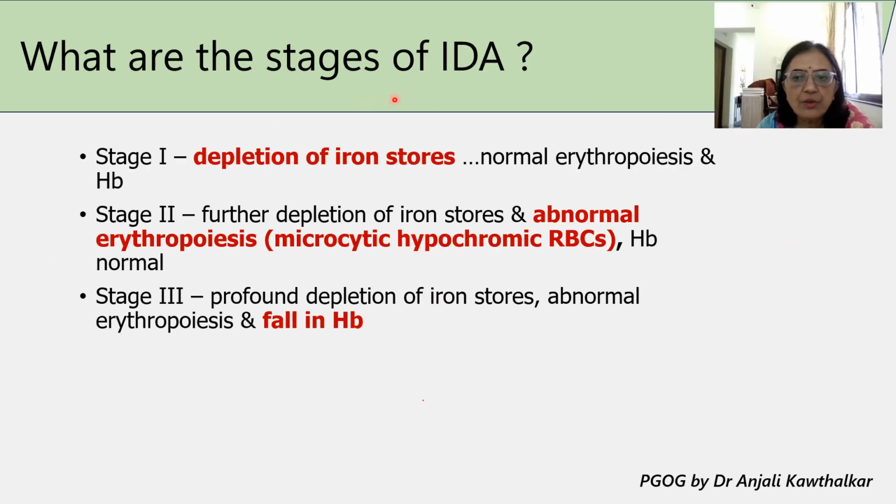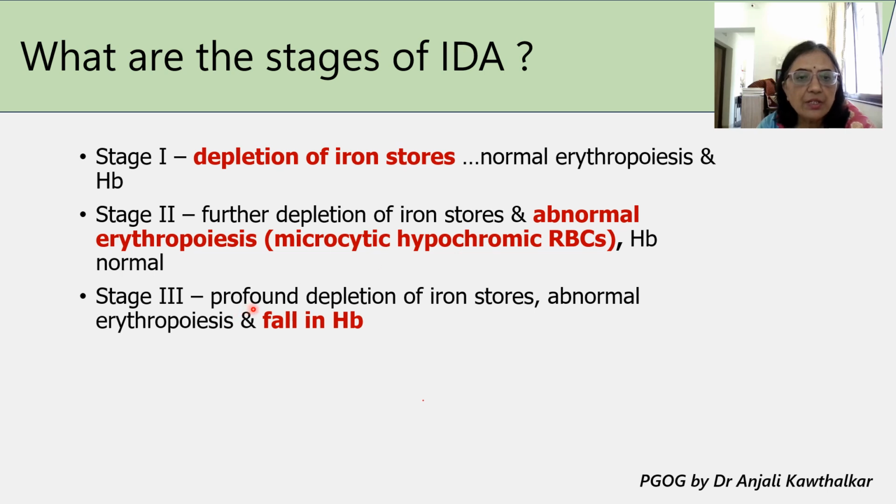Now, what are the stages of iron deficiency anemia? We say types, we say grades, and we say stages. So what are the stages? Stage 1 is when there is only depletion of iron stores, whereas erythropoiesis and hemoglobin are normal. Stage 2 is further depletion of iron stores along with abnormal erythropoiesis, where there will be presence of microcytic hypochromic RBCs, but hemoglobin is still normal.